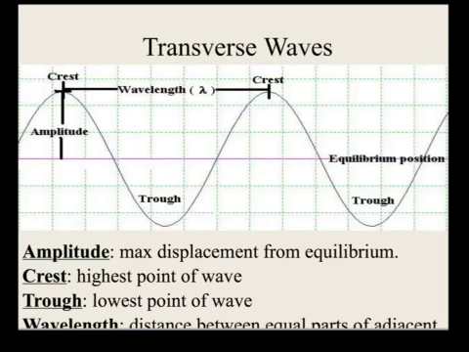So for transverse waves, we have an amplitude, which is simply the maximum displacement from the equilibrium position, and the crest, which is the highest point of the wave. And then there's also a trough, that would be the low point of the wave, and the wavelength. So on a transverse wave, that's the distance between equal parts of adjacent waves. So here the wavelength is measured from crest to crest.